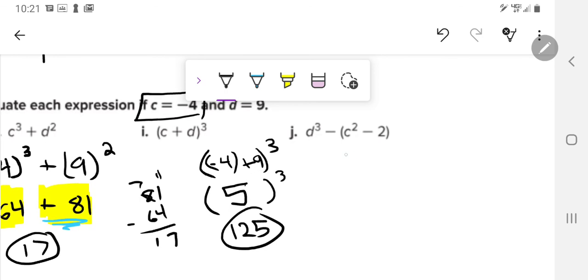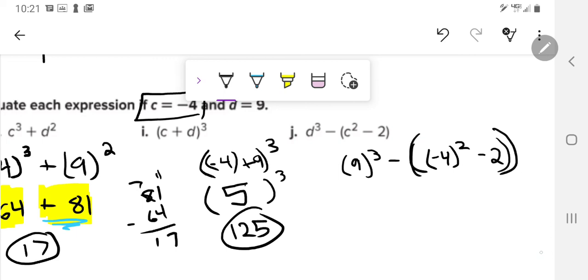Okay, part J, d to the third. So that's going to be 9 to the third minus parentheses c squared, and remember that negative we have to put in parentheses, and then minus 2. We're going to get some big numbers, and that's okay. We're going to do parentheses first. Inside those parentheses, we follow order of operations again. I like to bring down whatever I'm not working with.